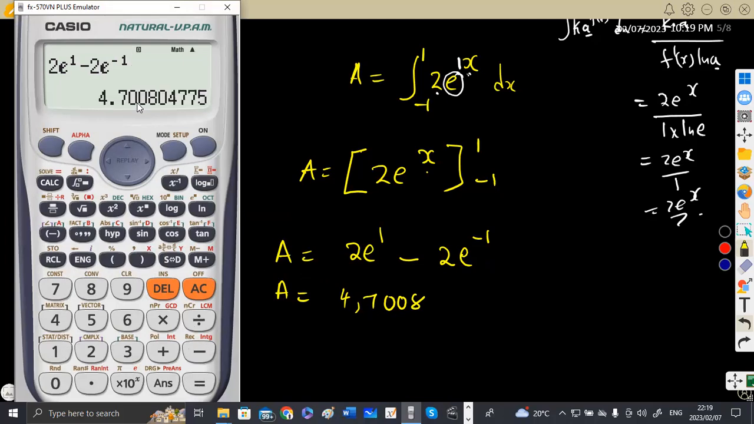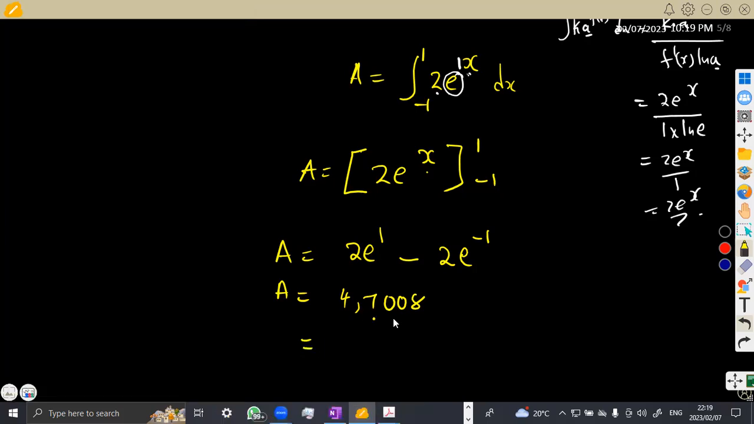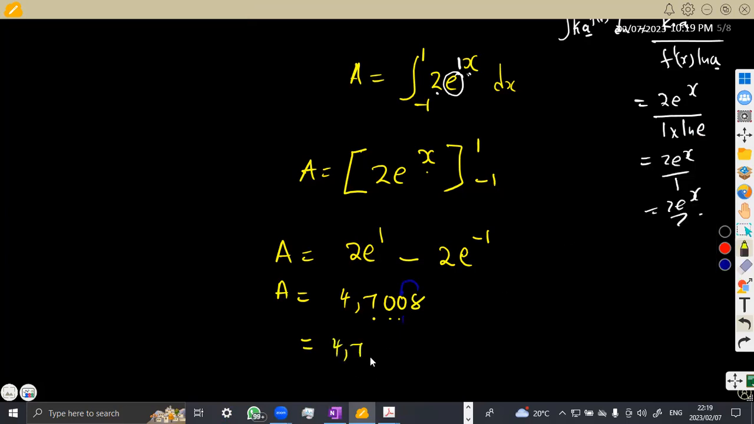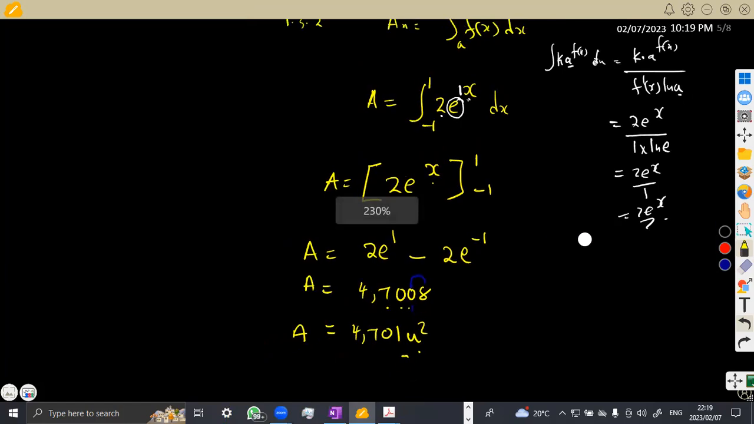So to 3 decimal places, that is going to be 1, 2, 3. So 8 is going to change this 0 into 1. Okay, let me indicate it here. Put 1, 2, 3. So 8 is going to change this number here, which is going to give us a 1. So that is going to be 4.701. So this is area measured in square units, or you can write square units in words, but that's what you're having for the area.